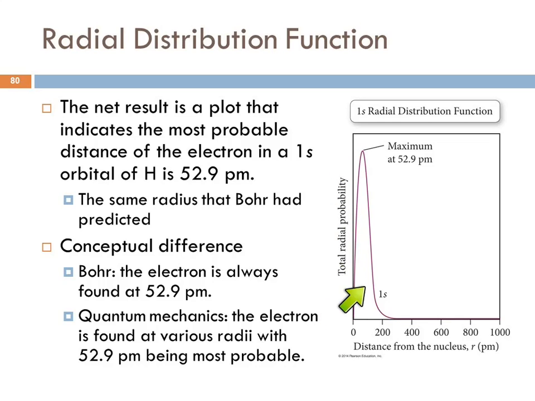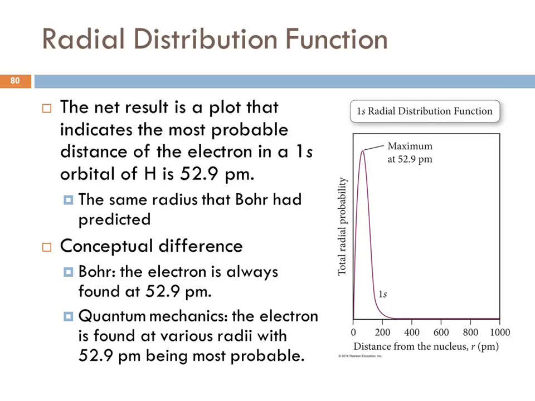electron probability. So here, the probability of finding the electron at the nucleus is 0. And it goes up very high. It hits a maximum, this is for hydrogen, at 52.9 picometers. And then it falls down after that. This 52.9 picometers is the same radius that Bohr predicted from his study with his model of the hydrogen atom. But it's a very different concept.